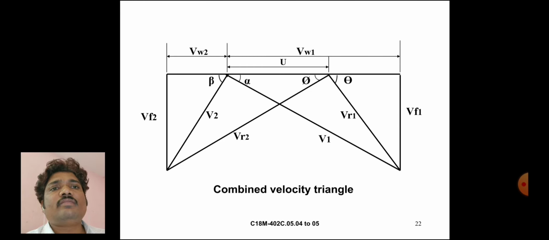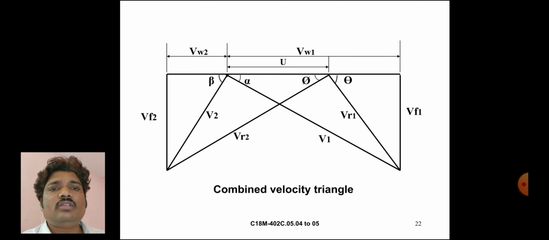VW2 is the steam outlet whirl velocity. VW1 is the steam inlet whirl velocity. The angles alpha, beta, phi, theta may be as shown in this figure. So many triangles may be forming.